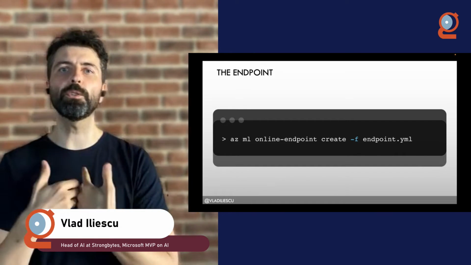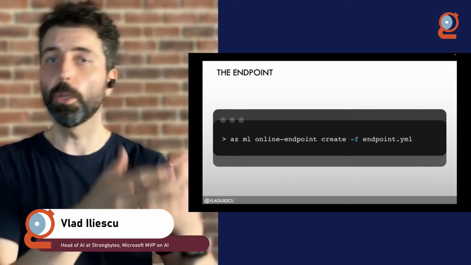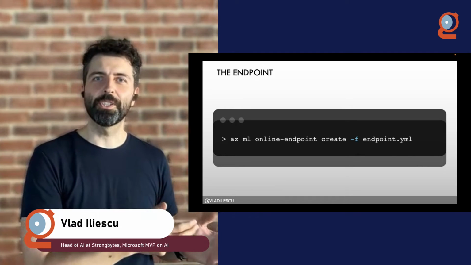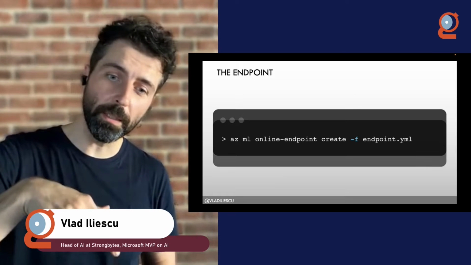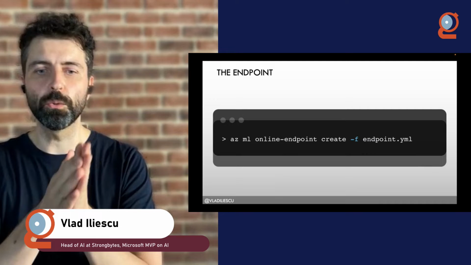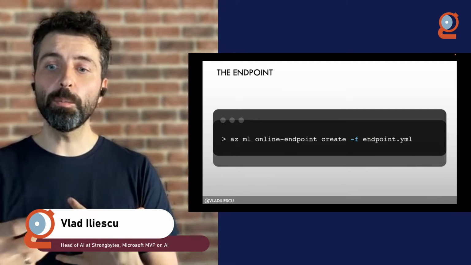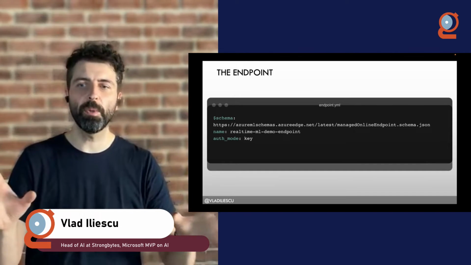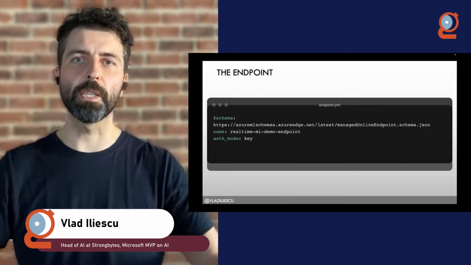If I want to create an endpoint, all I need to do is az ml. You know, the az command is the standard Azure CLI, used to interact with everything Azure, but it has the ML extension. I'm using the online endpoint create command, creating an endpoint based on this YAML file. And what's in this YAML file? Almost nothing. It's a schema.